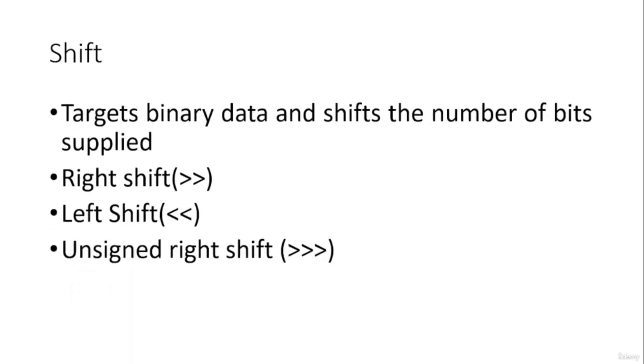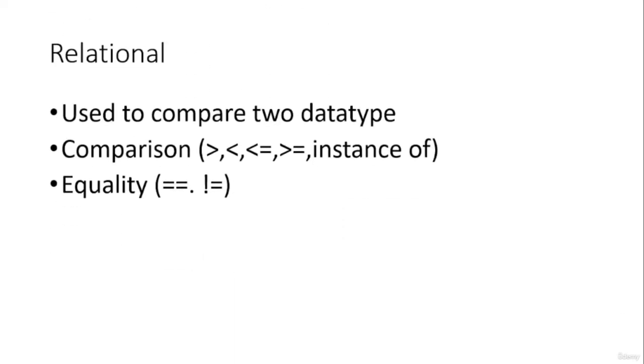The next type of operator is the shift operators. Shift operators mean that if there is binary data and you want to shift the bits left or right, we have the left shift, the right shift, and the unsigned right shift operator. We can see that greater than and less than symbols are used for shifting the bits. We will see when the practical for this session comes, and then you will be able to understand how the bitwise shift operators work.